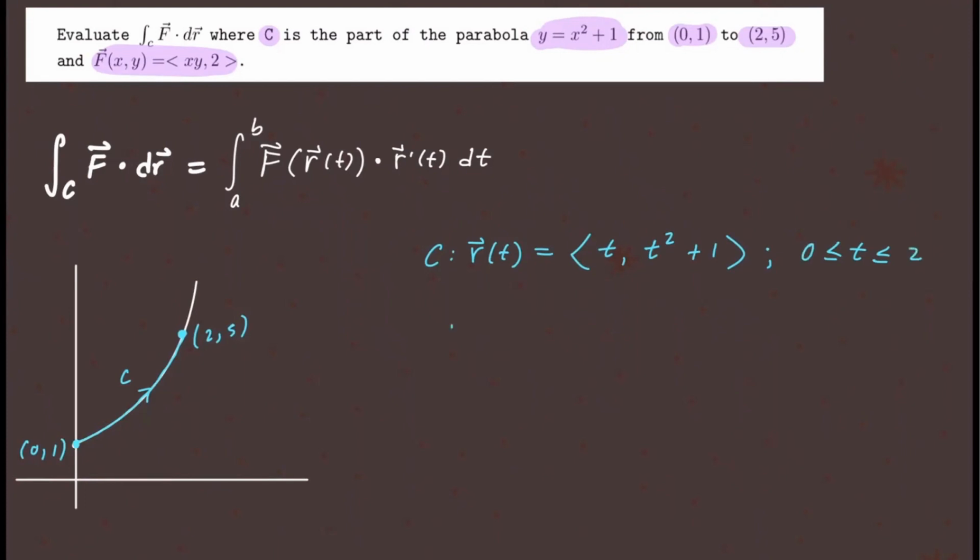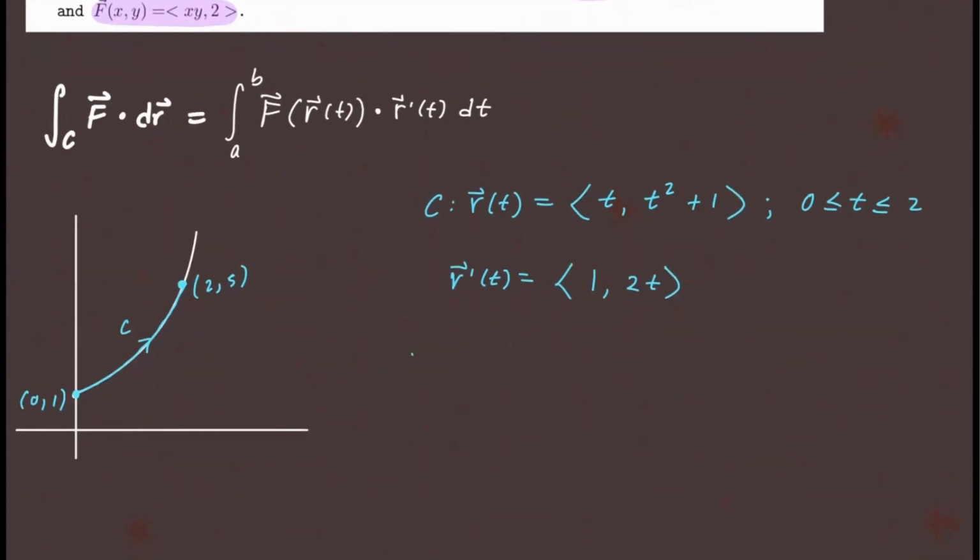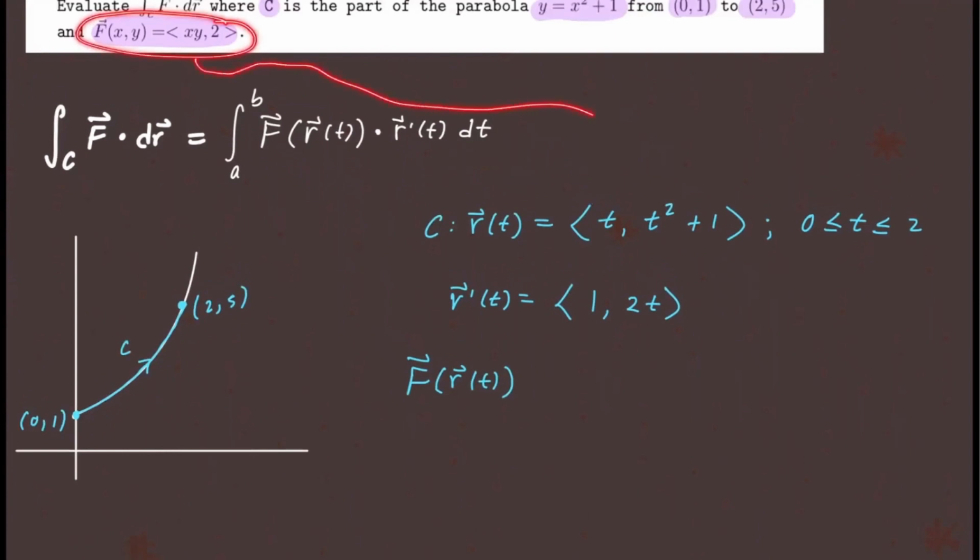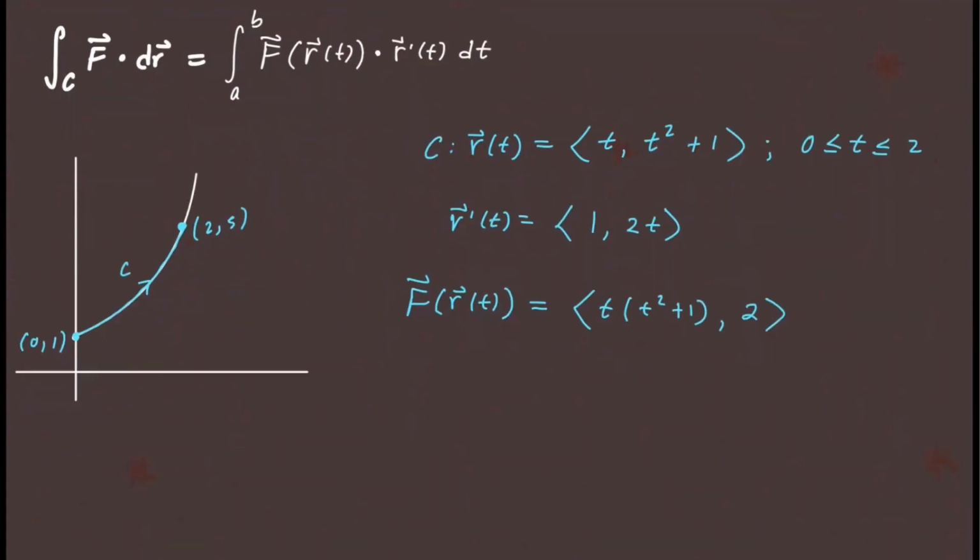All right, so now let's find r prime of t. Taking the derivative component-wise, the derivative of t with respect to t is 1, and the derivative of t squared plus 1 is 2t. Now we're going to evaluate our field at r of t. Using this field, we substitute for x and y. The first component is x times y, so we sub in x is t, y is t squared plus 1. And for the second component, that's just 2. There's nothing to substitute.